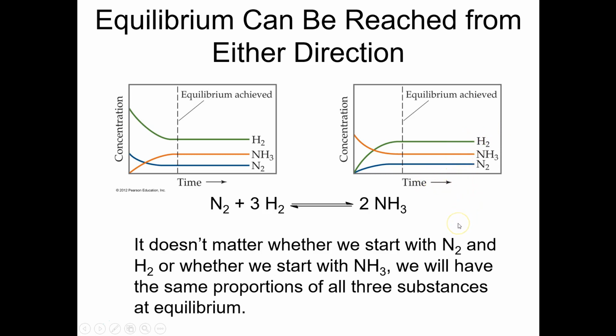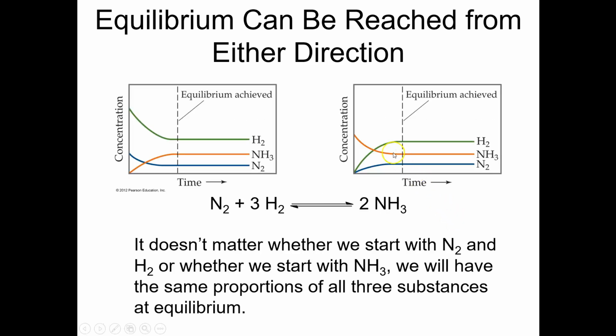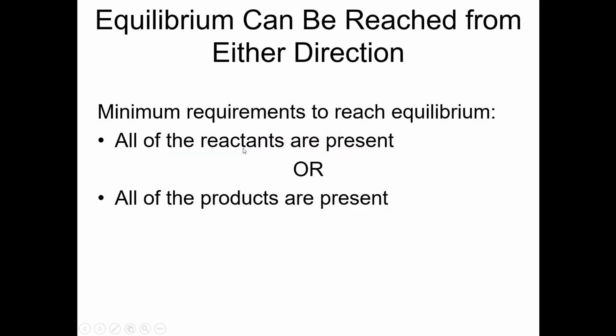So just the last slide would be to say, what are the minimum requirements to reach equilibrium in terms of what do you need in terms of having components of the reaction present? Because what this is showing you is you don't have to have any product present as long as all the reactants are present. You don't have to have any reactants present as long as the products are present to reach equilibrium. What do you need? The minimum requirement to reach equilibrium is that you start with all of the reactants present, or you start with all the products present. Anything else that's in there on top of that is fine.